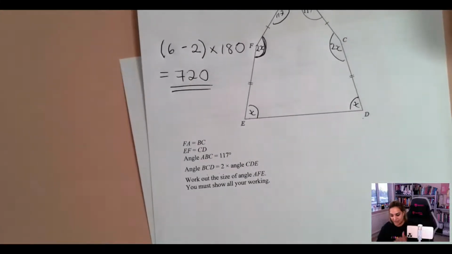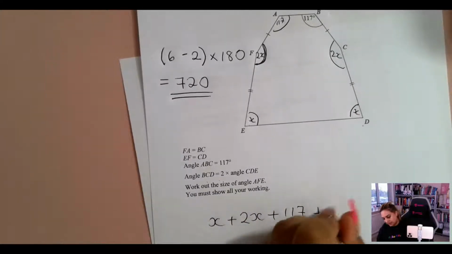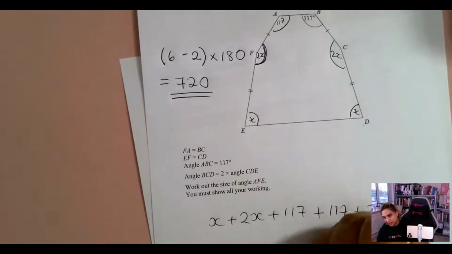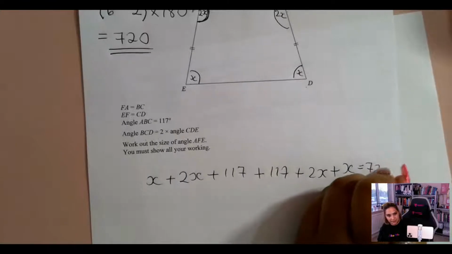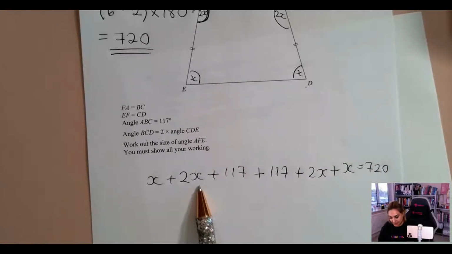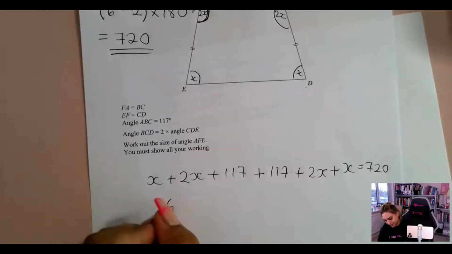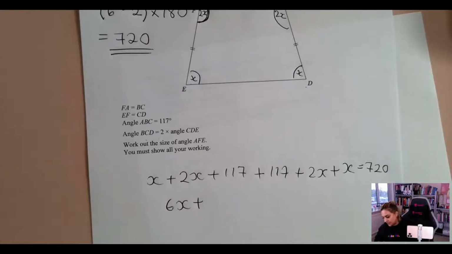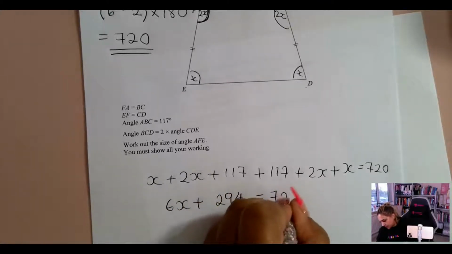Right, we're going to add up everything. X plus 2x plus 117 plus 117 plus 2x plus x, and we know that all of that has to be 720. So altogether I've got 1x plus 2x, so 3x, 4, 5, 6x, plus 117 plus 117, which gives me 234, equals 720.